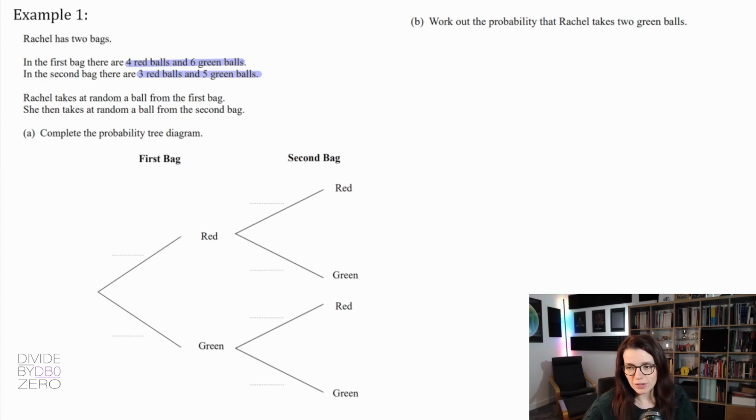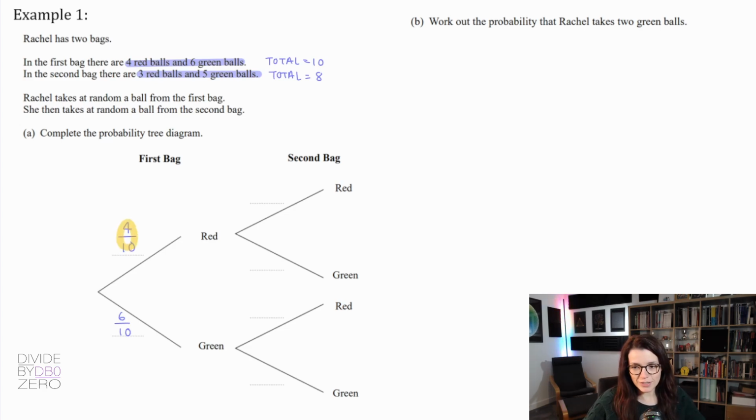So first thing we could note down is that in the first bag, there are a total of 10 balls. In the second bag, there's a total of 8 balls. This will be useful when we're trying to work out the probabilities. So in the first bag, the probability of selecting a red ball is going to be 4 out of 10. And the probability of selecting a green ball will be 6 out of 10 because there are 4 red balls and 6 green balls, 10 in total.